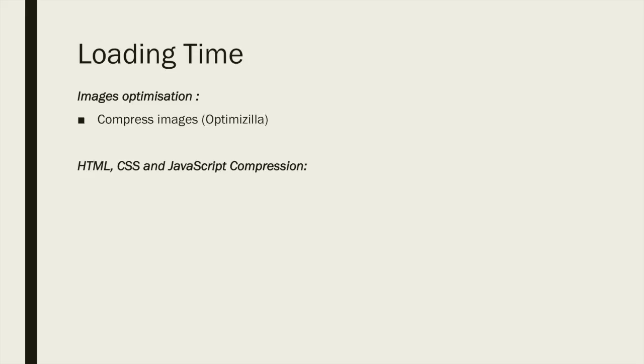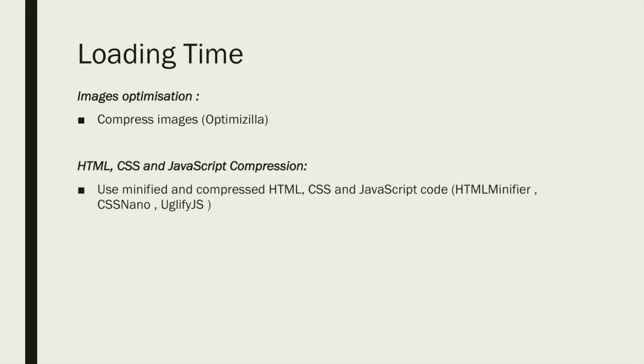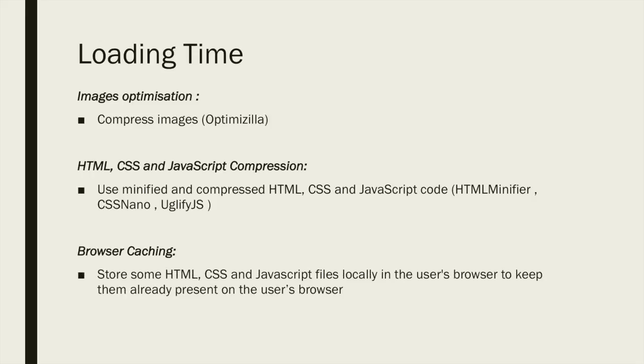To improve the website's loading time, we proposed several measures. Firstly, we believe that they should optimize the images by compressing them. Hereby they can take advantage of tools such as OptimizeZilla. Similarly, they should also compress their HTML, CSS, and JavaScript by using tools such as HTML minifier, CSS Nano, and Uglify.js. Thirdly, they should also take advantage of browser caching, which would allow them to store files in the user's browser so that these don't have to be loaded every single time that page is loaded.